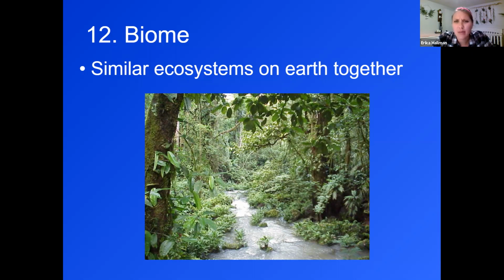So another great example of this is that there are multiple deserts throughout the world. So desert would be an example of a biome. So would tundra, taiga, grassland, many of those that you might have learned about earlier in your science education.